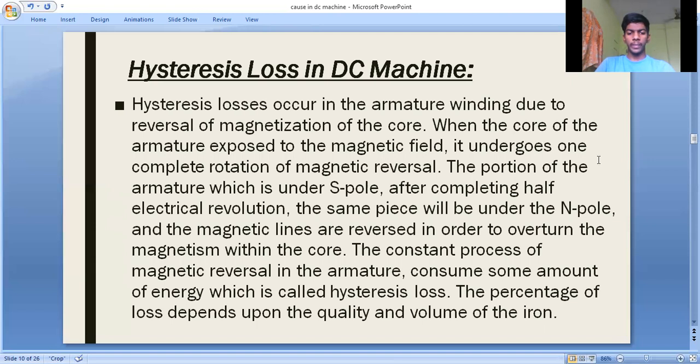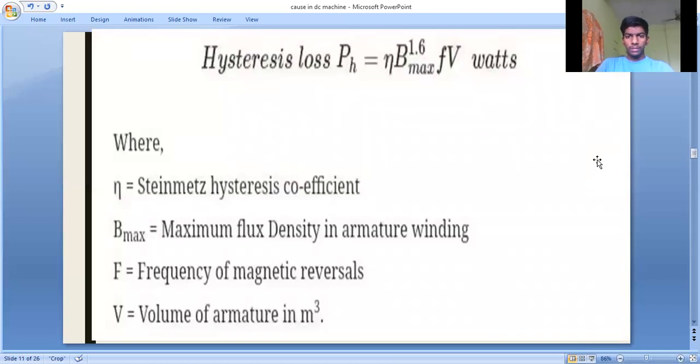The constant process of magnetic reversal in the armature consumes some amount of energy, which is called hysteresis loss. The amount of loss depends upon the quantity and volume of the iron. Ph equals eta times B max to the power 1.5 times f times V, where eta is the steinmetz hysteresis coefficient, B max is the maximum flux density in the armature, f is the frequency of the magnetic reversal, and V is the volume of the armature in cubic meters.